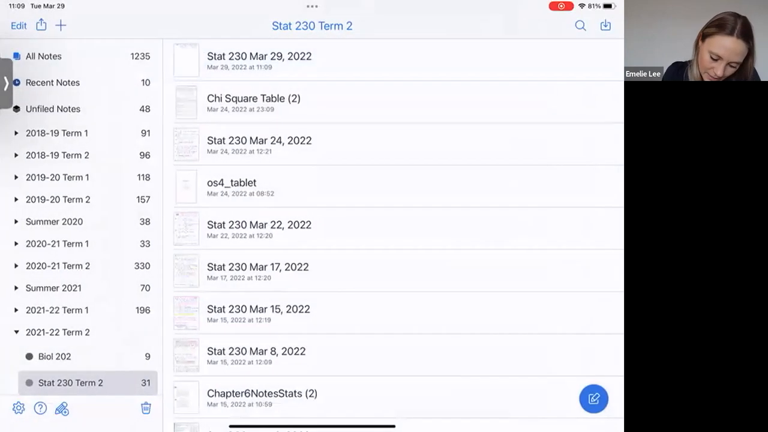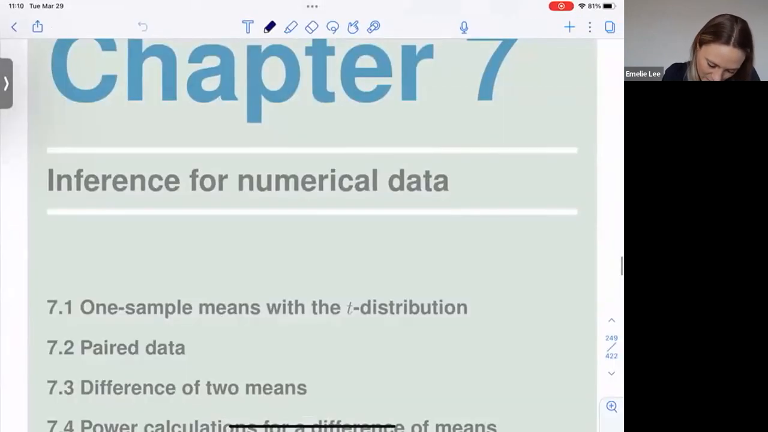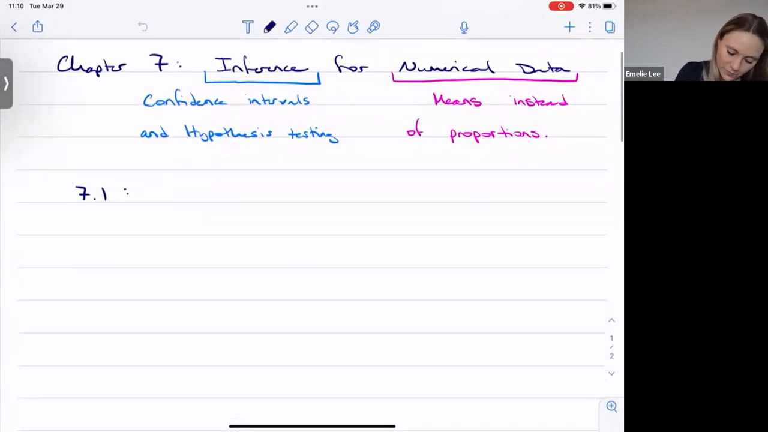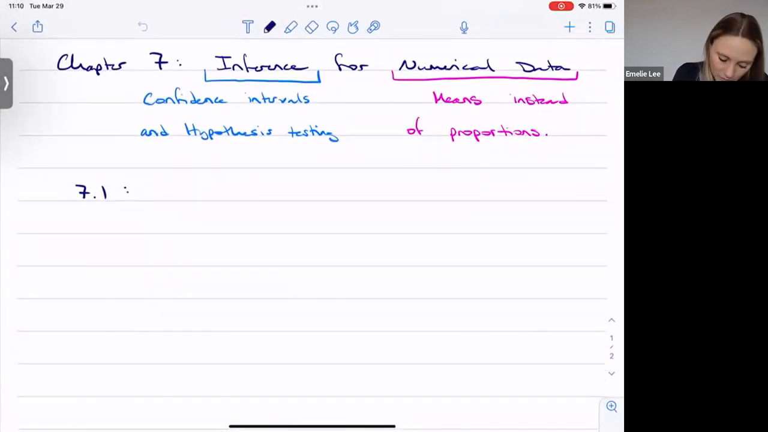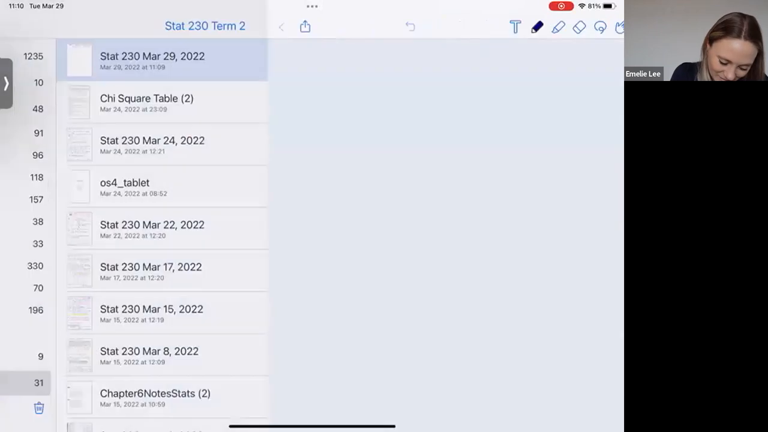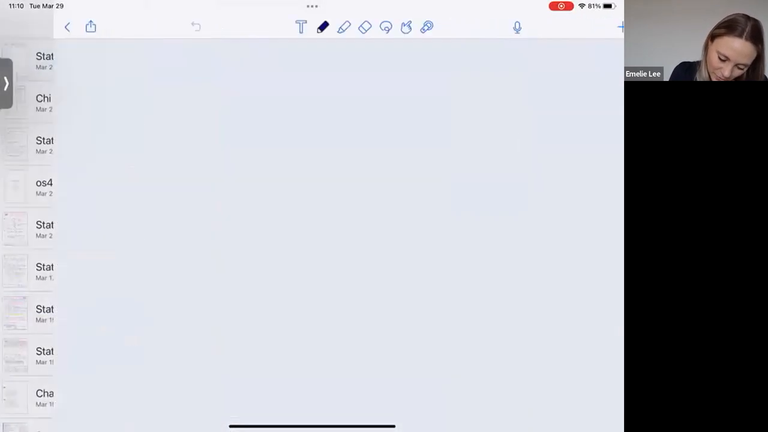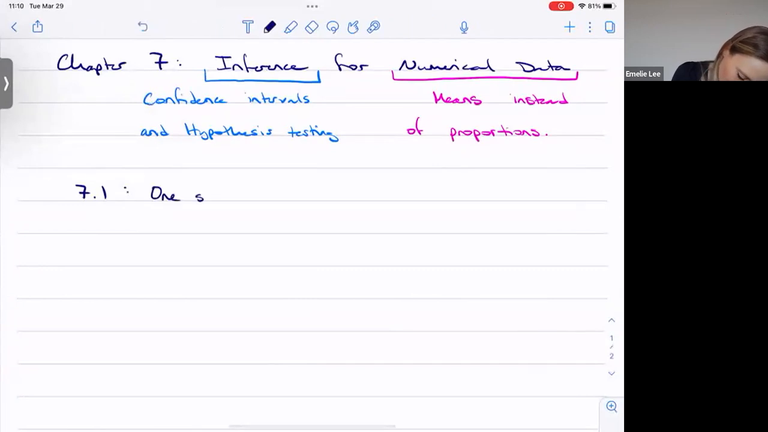Okay, and let me see. Yeah, I'll use the same titles that they use. I checked it and then I promptly forgot it. One sample means with a t-distribution, of course. So one sample means with the t-distribution.